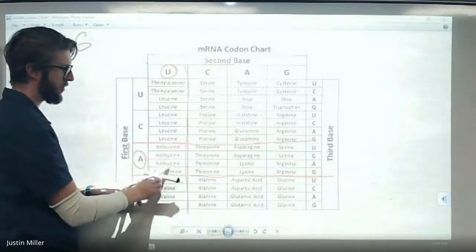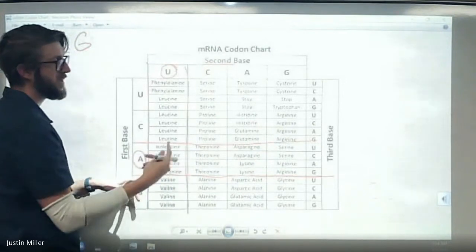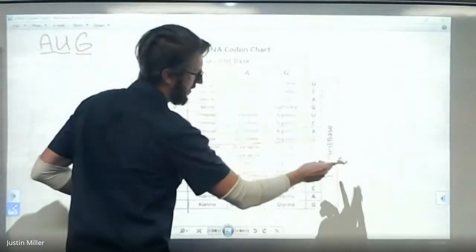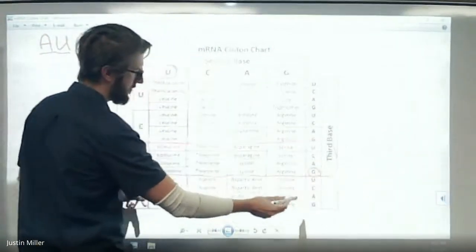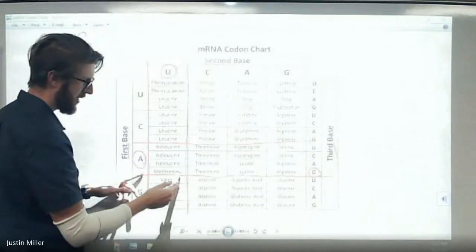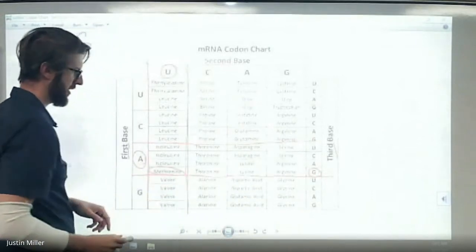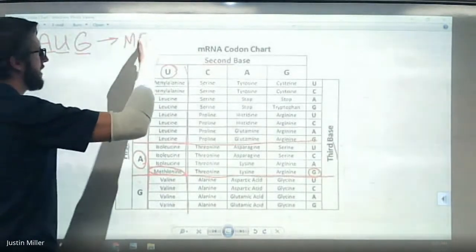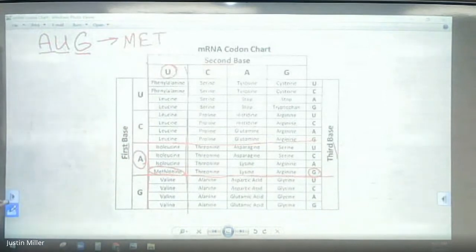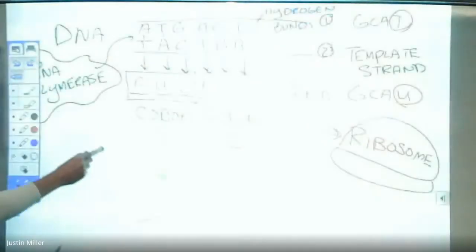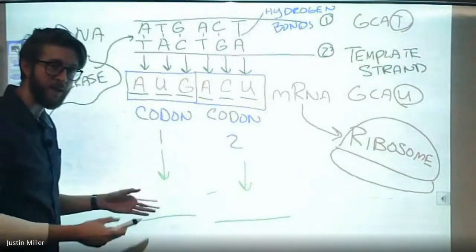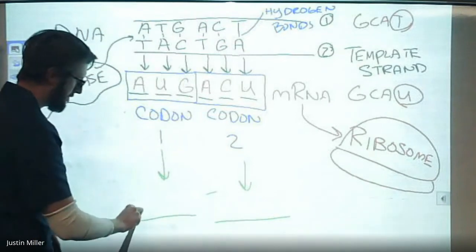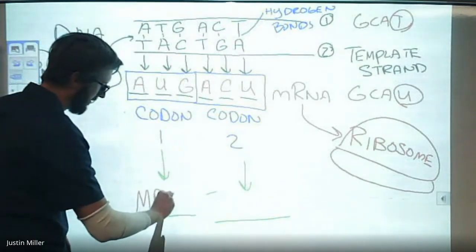But which of these four in the box is it? Well, that's where the third base comes in, G. So we find the third base, G, and we follow it, and here we are, it's methionine, okay? So AUG tells you to make methionine. I'm just going to put MET for short, okay? So hop back over here. The first amino acid in our sequence of amino acids, which all put together make up the protein, is methionine.